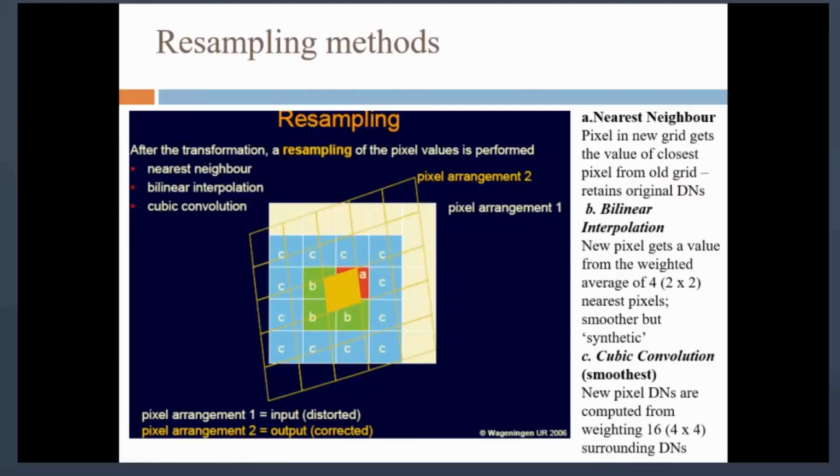One of the easiest ways is you dump in the value of the pixel which has the most area covered over this pixel. For example, here A is contributing most to this pixel, so you fill in the value in this pixel of the output grid as A. This kind of mapping is called nearest neighbor mapping or nearest neighbor resampling. The pixel in the new grid gets the value of the closest pixel from the old grid, so you will retain the original digital number values.